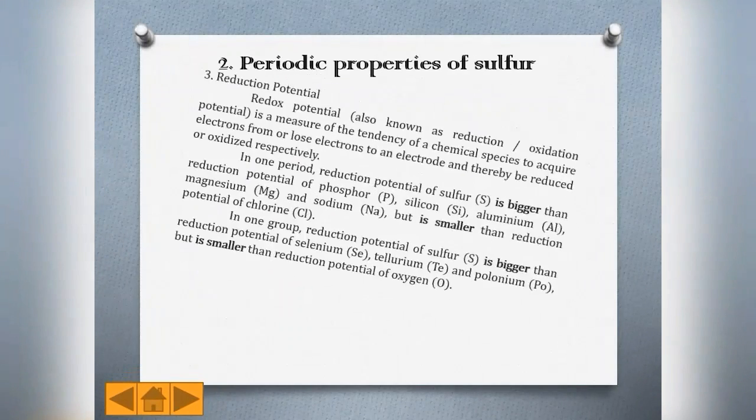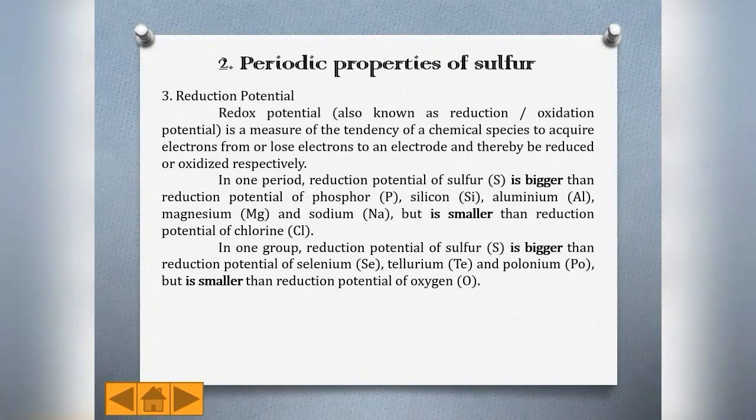The last periodic property of sulfur is reduction potential. Redox potential, also known as reduction or oxidation potential, is a measure of the tendency of a chemical species to acquire electrons from or lose electrons to an electrode and thereby be reduced or oxidized, respectively.